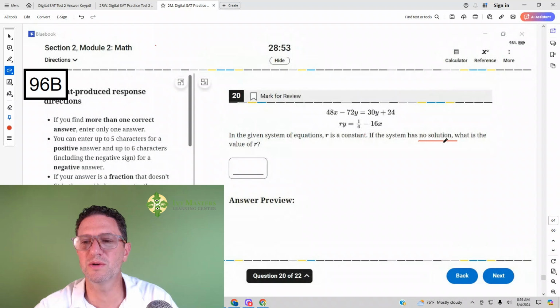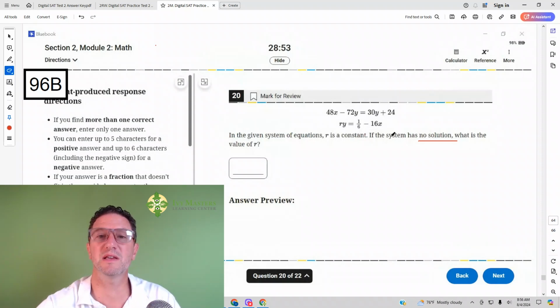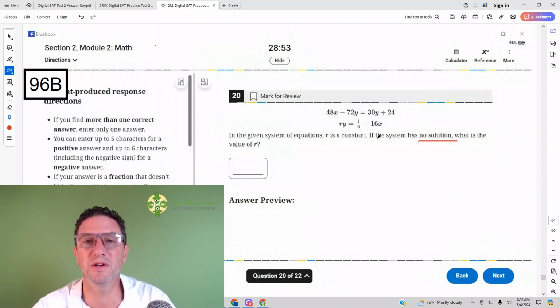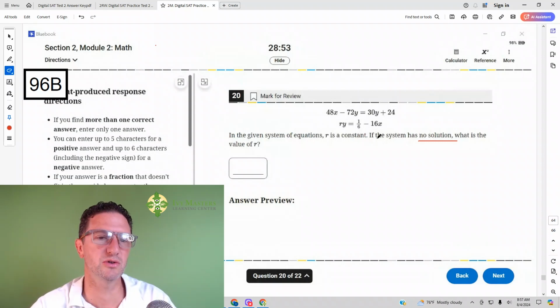What you need to know is that when it says no solution and you've got two linear equations, then the lines are parallel. Now, we're going to use Desmos solving this. I think that's the easiest way to do it, but stick around. I'm also going to show you the algebraic solution. There's something you should know for the algebraic solution.